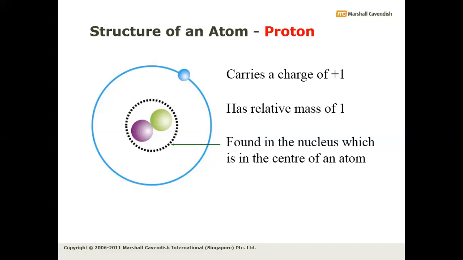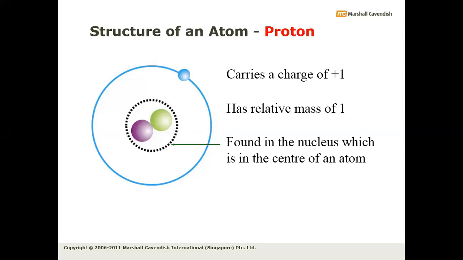It has a relative mass of 1. It means that its mass in kilograms is about 10 to the power minus 27 kilograms, and it is approximately equal to the mass of the neutron. A slight change is there. The neutron is slightly heavier than the proton, but on the relative scale they are equal.